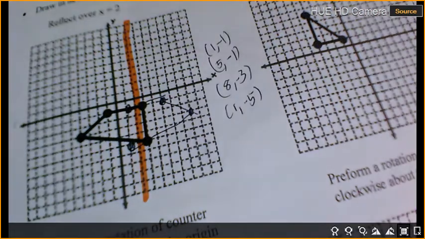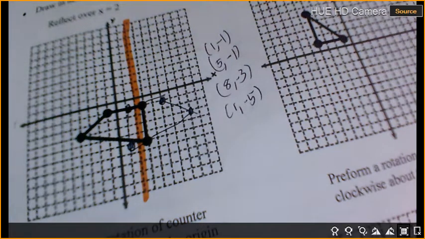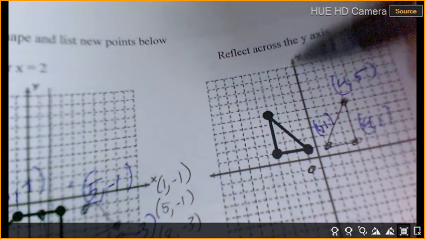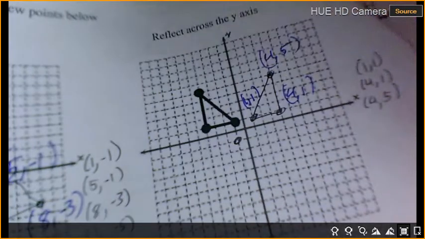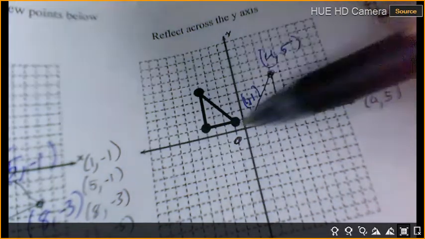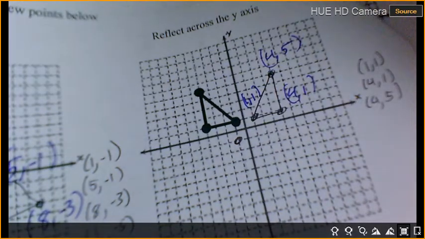Okay? So I'm not going to do the second one, but I'm going to put the answers up here. I reflected across the y-axis. That's the y-axis right there. So my new points should be 1, 1, 4, 1, and 4, 5. They're equal distance from that y-axis. Questions about those?